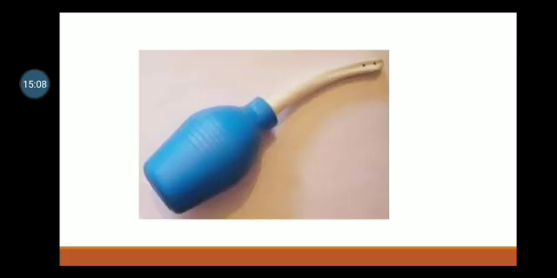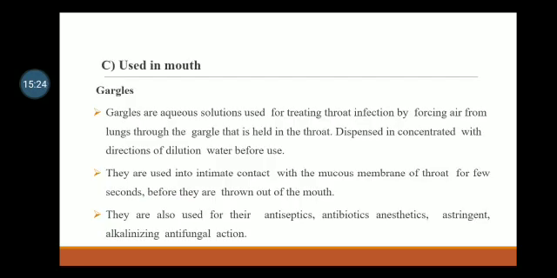So in the diagram we can see this is a Douche, and it contains a liquid preparation. After pressing it we can insert it in the body cavity, for example the vagina. For irrigation of the vagina, this particular device, that is Douche, can be used. And used in the mouth, gargles.